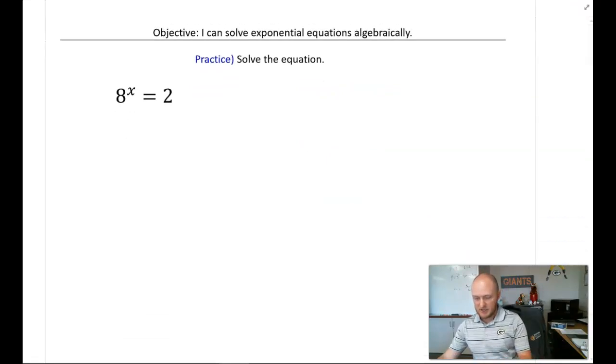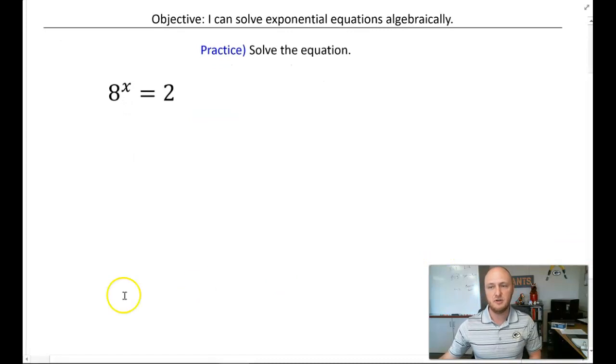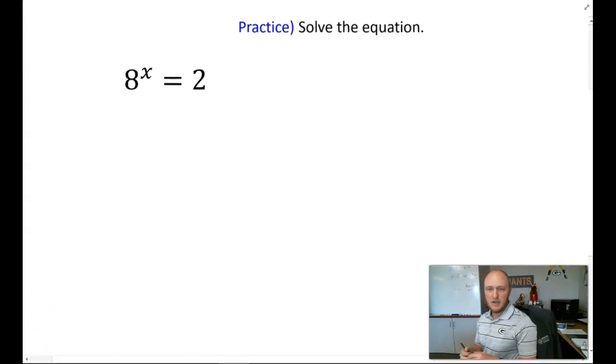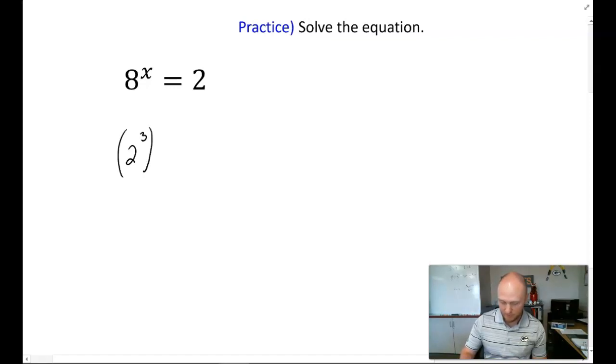Here is the next practice problem. Please go ahead, pause the video, and try this one. All right, so for this example, here we have to make both base 2. So the 8 is going to be 2 to the power of 3. And 2 is just 2 to the first. I can put a 1 over here.